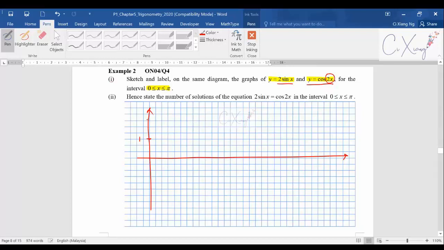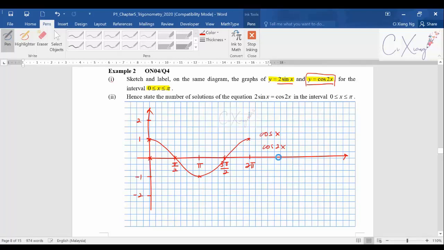Let's say maybe this is still 1, this is 2. Again, every time before you draw, you have to pre-plan a bit for your ratio that you are using. So I assume that this is pi over 2, this is pi, this is 3 pi over 2, and this is 2 pi. So this is the original ratio that I'm using. I'm trying to sketch cos 2x first. Before I sketch the cos 2x, I will sketch the original graph for cos x first. So the original cos x graph should look something like this.